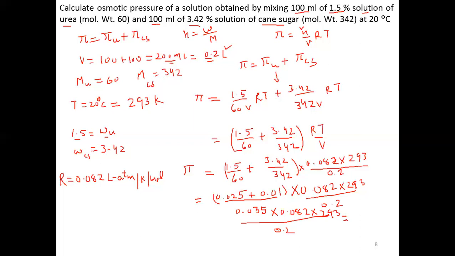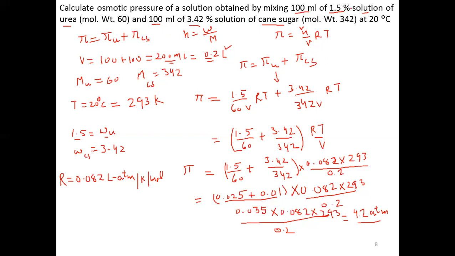Now we can solve it. 0.035 into 0.082 into 293 divided by 0.2 will come out to be 4.2. So the answer is 4.2 atmosphere. So it was quite an easy problem. The overall solution was made by mixing two solutions, a 1.5% solution of urea and a 3.42% solution of cane sugar, and both were 100 ml, 100 ml.